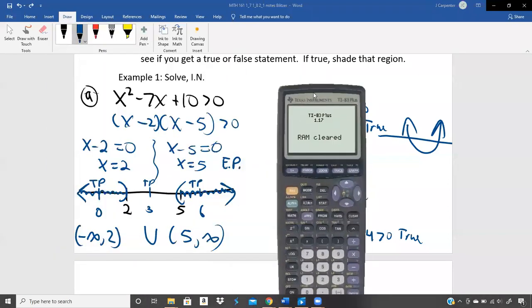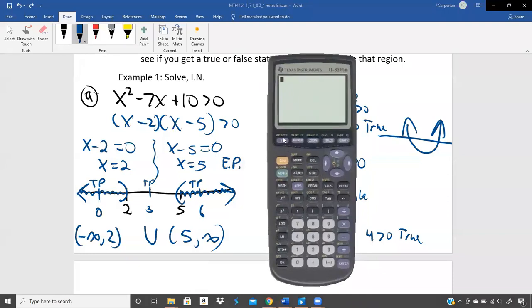There we go. So on a TI-83, there's a graphing feature. If you have y equals x squared minus 7x plus 10, what we're going to do is graph this. And here's the picture of a parabola. Again, this is something I hope you have seen at least once in your life. You probably shouldn't be in pre-calc if you haven't.